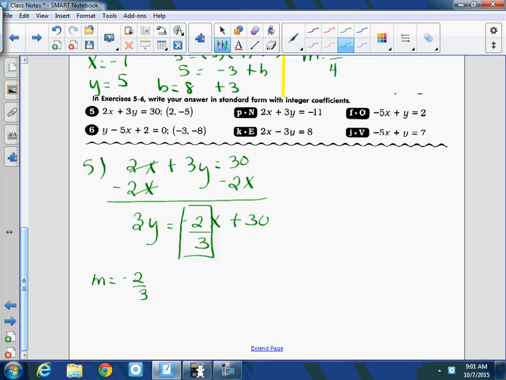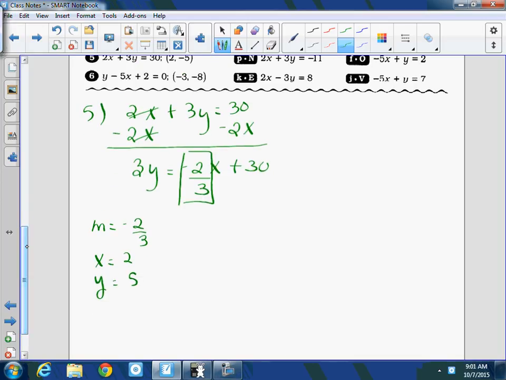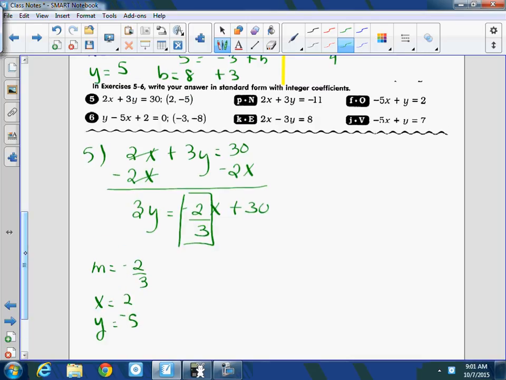Okay, so what else do I have? I have an X, that is 2, and I have a Y, that is, I'm sorry, negative 5. All right. Are you with me? Let's find B now. It's a lot of work, and a calculator won't help you a whole lot. You need to know how to solve the question.